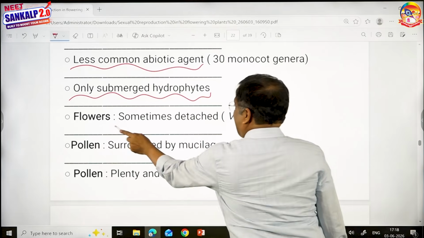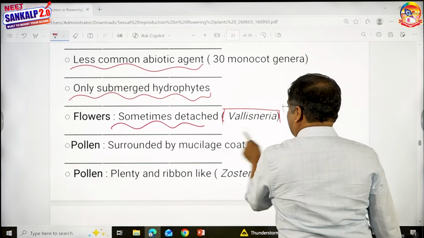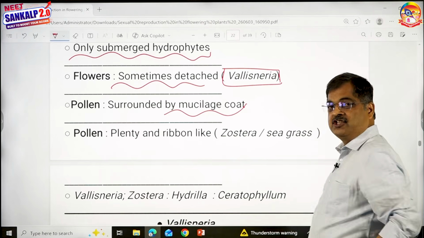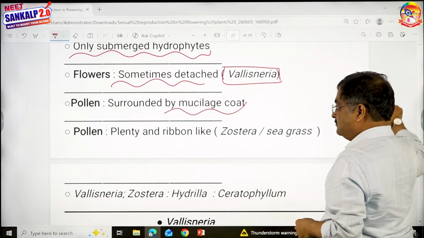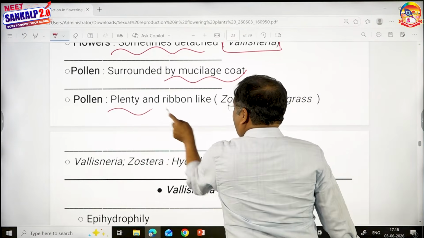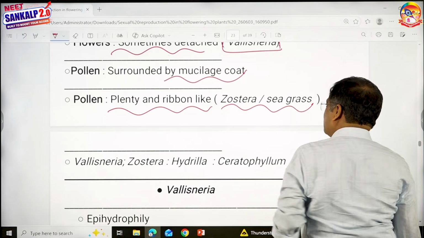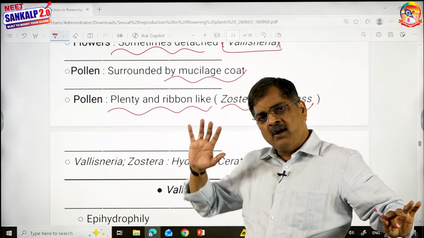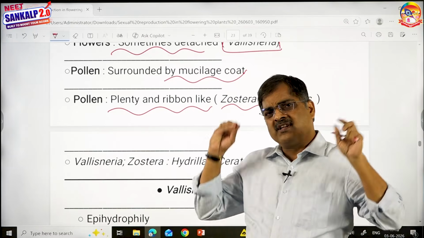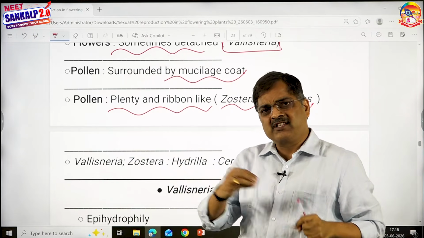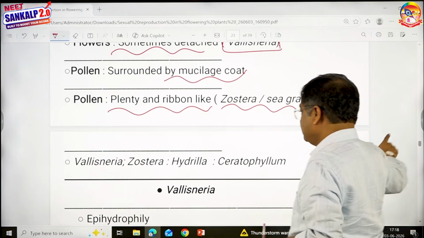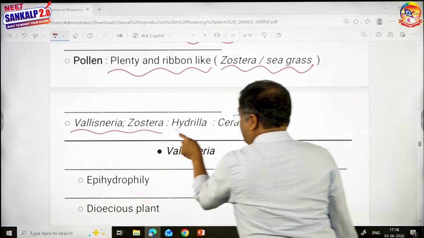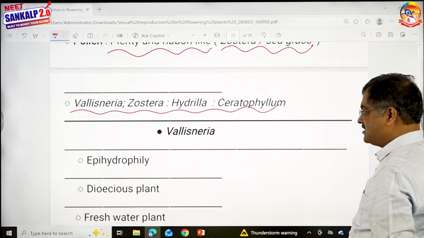Flowers sometimes may get detached, as you see in Vallisneria. Pollen is surrounded by mucilage in a sheath for protection. Plenty of ribbon-like pollen is seen in Zostera, which is seagrass, both in abiotic, wind and water. Pollen grains are produced in large quantities because transfer of pollen is a chance factor. Examples for hydrophily: Vallisneria, Zostera, Hydrilla, Ceratophyllum.